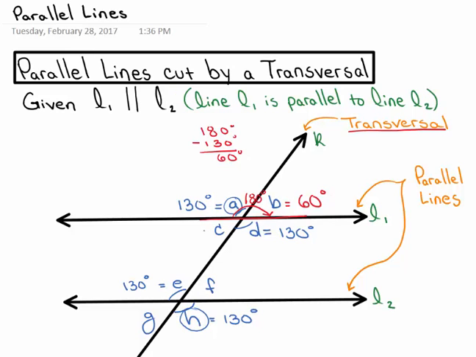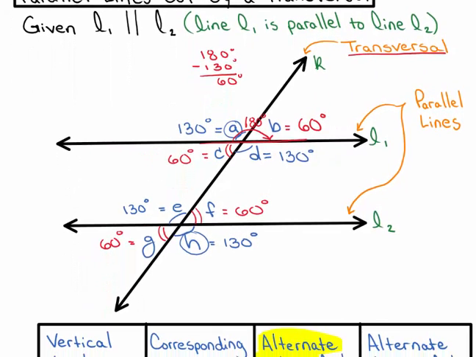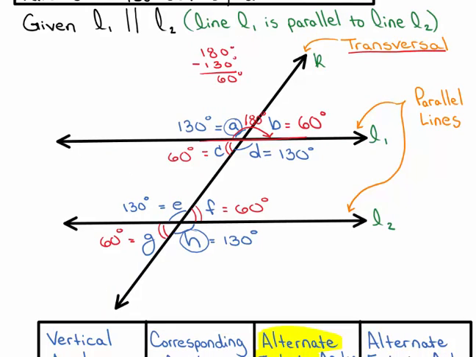Since B is equal to 60 degrees, that means C is equal to 60 degrees because B and C are vertical angles. Since C is equal to 60 degrees, then F is equal to 60 degrees because C and F are alternate interior angles. And since F is equal to 60 degrees, that means G is equal to 60 degrees because F and G are vertical angles. Okay, so this would be one way that we could use this information to find all of these missing angles.